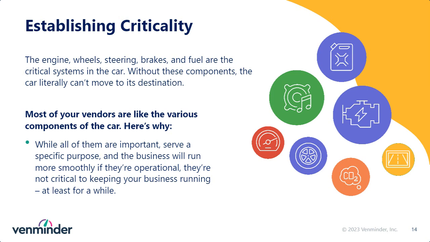Now, think about your vendors that way. All of your vendors serve a specific purpose, some of which are far more important than others. Your headlights, for example, are a safety feature, while air conditioning and a radio are comfort features. We want all of our vendors to be in good working order and to deliver the optimal level of products and services to us and our customers. But when we get down to it, which are the vendors that are going to prevent our ability to do business as usual or business at all?